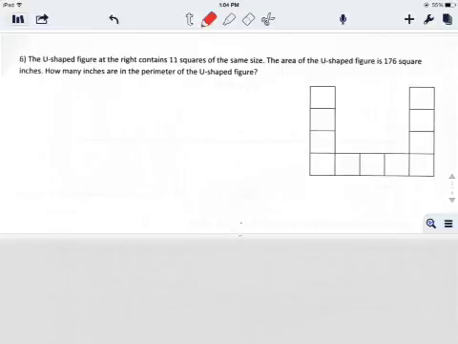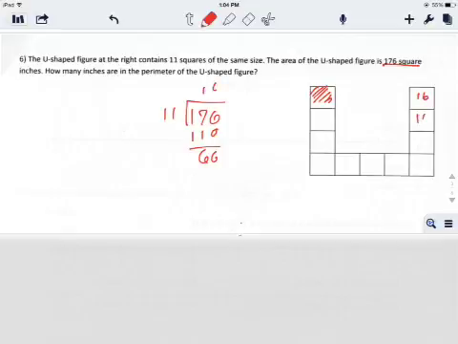This one's pretty simple. It says this figure contains 11 squares. The area of the shape is 176 square inches. So I want to find out how much is each square, right? So 176 divided by 11 into 11 equal pieces comes out to be 16. So that means that the area of each one of these guys is 16, right?